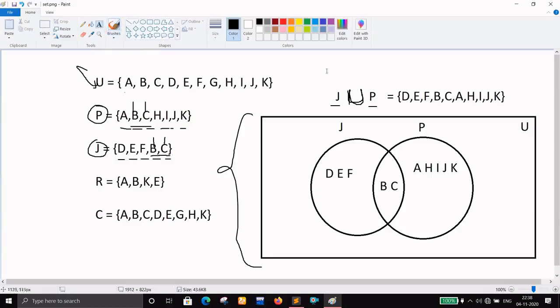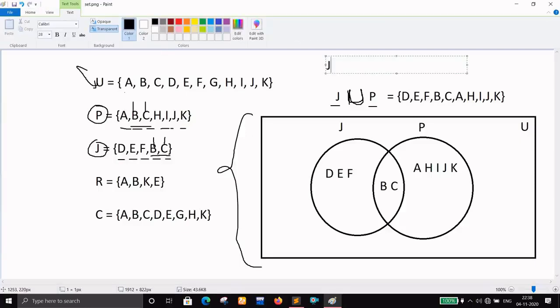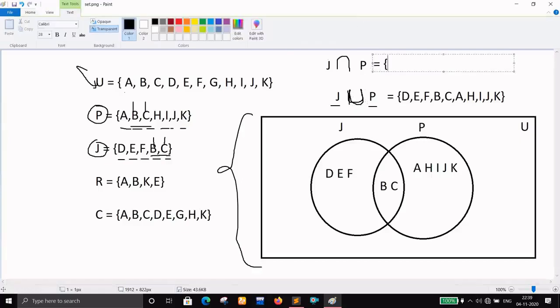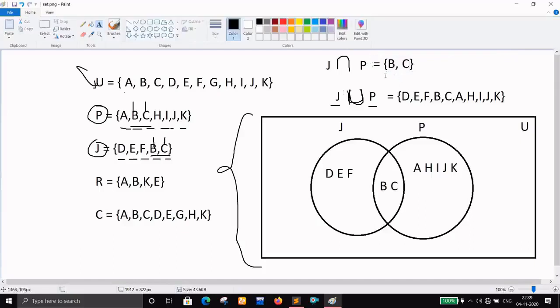So we can write this as J, P, and intersection is represented using the reverse, or you can say upside down U. So this is the intersection. So upside down U is intersection, and the normal U is the union. Now again we take it equals B, C. So the common portion is B and C, and that's when we say J intersection P is B and C.